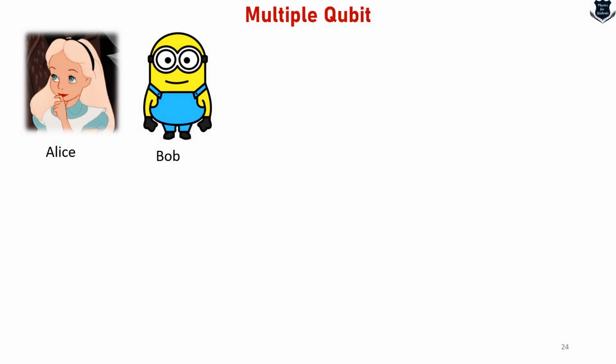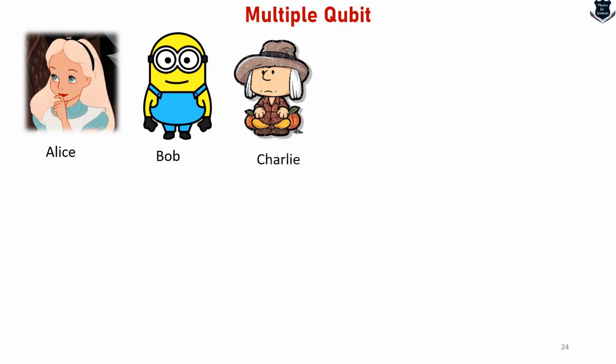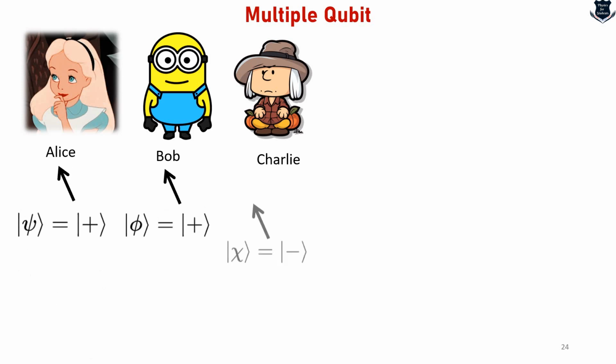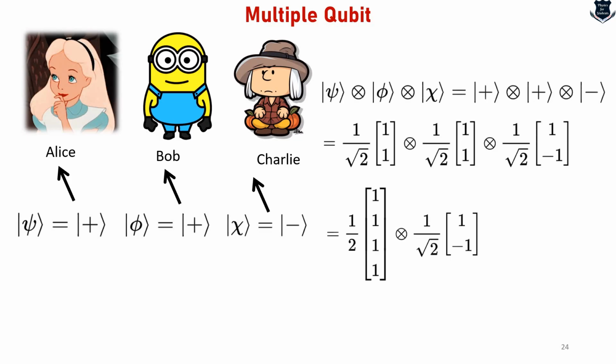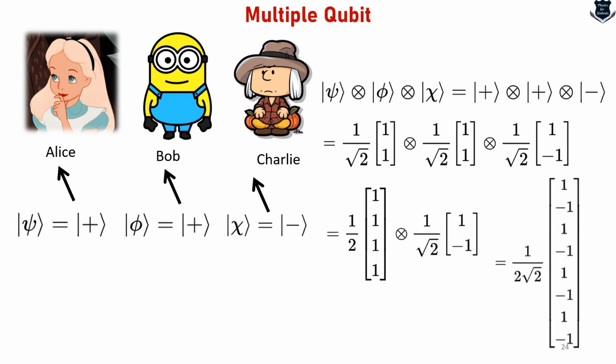Now we are going to introduce another friend whose name is Charlie. So we have got Alice who has got a state like this, Bob who has got a state like this, and Charlie who has got a state called chi. And when we combine Alice, Bob and Charlie's states together, we get something like this, which finally results in this. So finally it comes to 1, 2, 3, 4, 5, 6, 7, 8. So here we get an 8-dimensional vector.